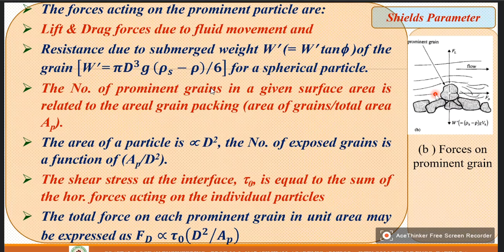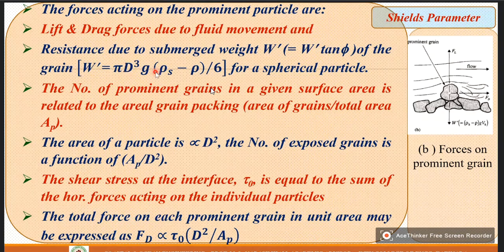So here, what is the weight? The weight is the immersed weight. So immersed weight multiplied by tan phi is the resistance. So the shear stress is acting, tau naught, and the resistance is W dash tan phi. So the resistance due to submerged weight W dash is W dash tan phi of the grains.